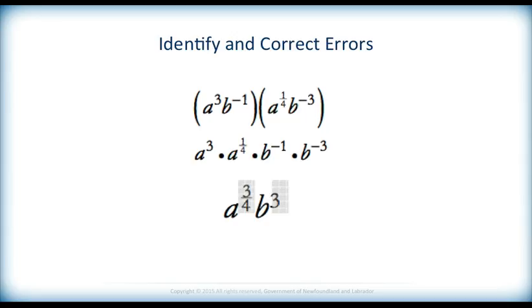Next, b to the -1 and b to the -3. When we add that together, we will get -4. This is not what they have there. It will not be b to the exponent of 3. b to the negative 4 is a negative exponent. Therefore, we must take the reciprocal of the base, leaving the exponent the same. The final answer for this question will be a to the exponent of 13 divided by 4, all divided by b to the exponent of 4.